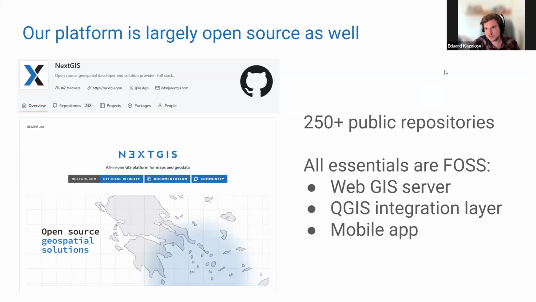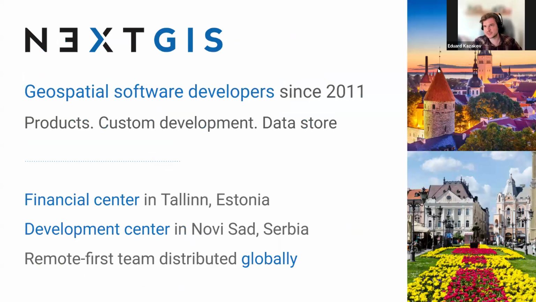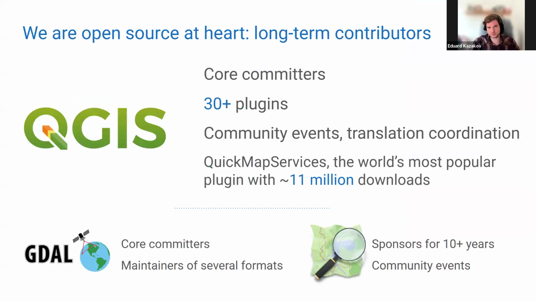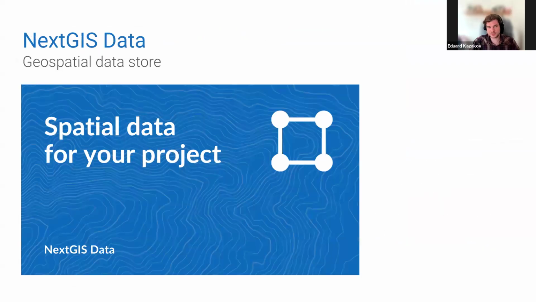John asked me to say a couple of words about our geospatial data store. I will return to this slide just to highlight this role. There are three main things we do. We develop software. We have our own products, mostly open sourced. We perform custom development for organizations, governments, building unique solutions for unique needs. And we have this geospatial data store. I didn't mean to pitch commercial solutions today, but I will spend one minute to explain this data store.